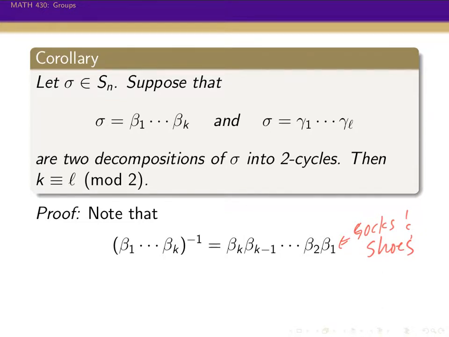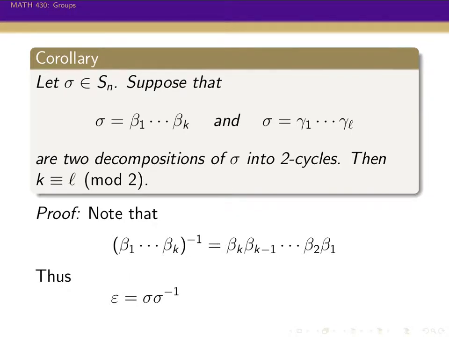Another way to check this is if you just multiply them together, the beta k's will cancel themselves off first, and then the beta k minus 1s will cancel themselves off, and you keep on going all the way down to, at the end, you have beta 1 times beta 1, and they cancel themselves off. Okay. So, and this line is really going to finish off the proof.